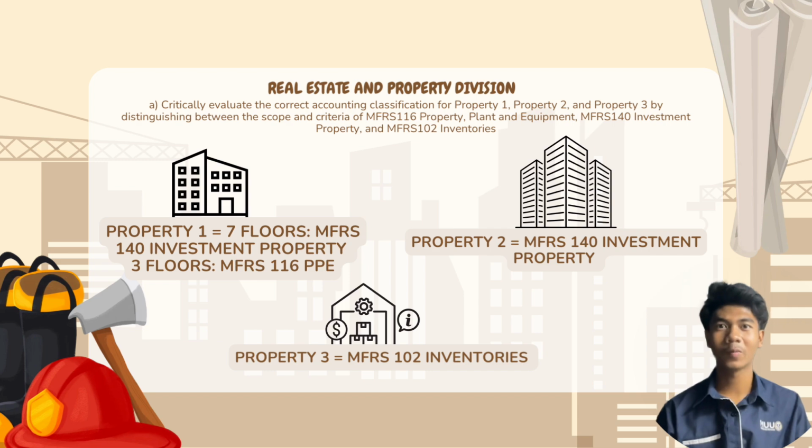Okay, in this section, I will explain the correct accounting classification for the three properties owned by Apex Holding Berhad. Property 1 is a mixed-use building. The 7th floor leased to tenants is classified as investment property under MFRS 140 because it generates rental income. Meanwhile, the 3rd floor used as the company headquarters is classified as PPE under MFRS 116. Next, property 2, which is land held for undetermined future use, is classified as investment property under MFRS 140. And lastly, property 3 is being developed for sale, so it is classified as inventory under MFRS 102.